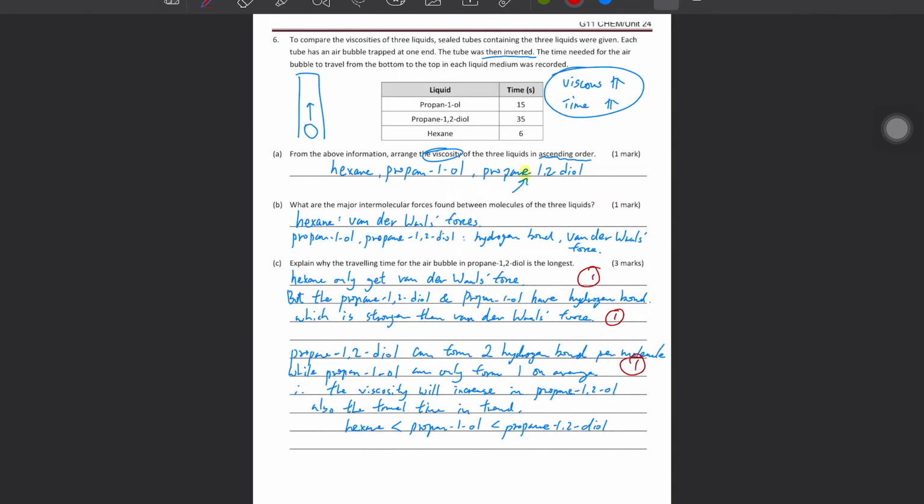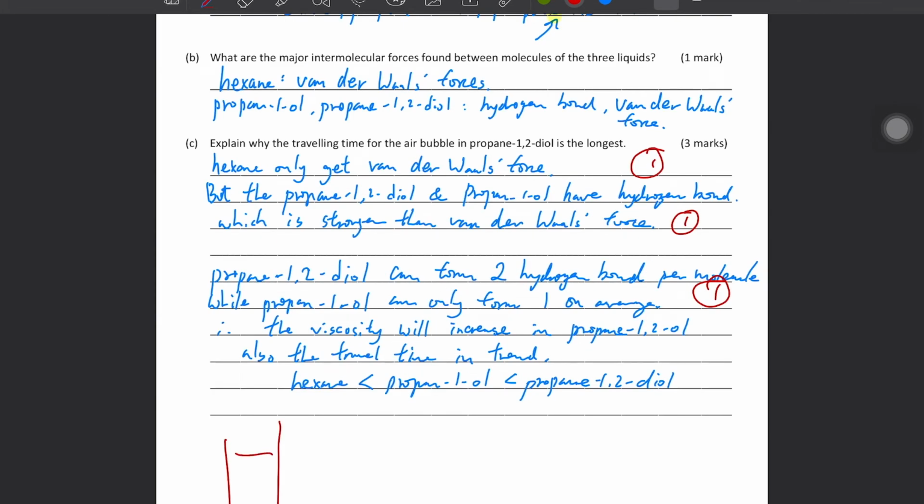This time is the bubble going upward. What about the object going downward? Well, this is one of the past DSE questions. A ball is poured into different liquids, and they try to measure the time for the ball to sink to the bottom of the tube. The same idea. The solution with more viscosity, the ball will fall slower, right?